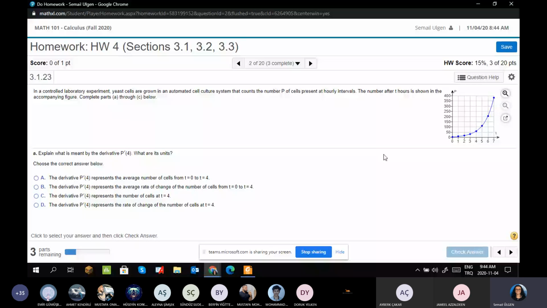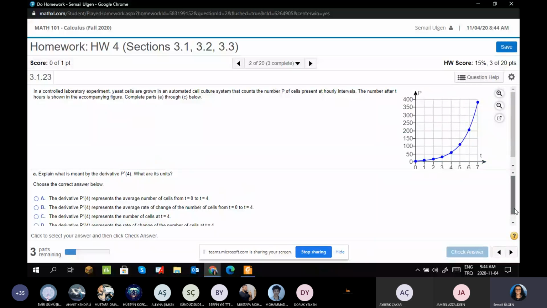Maybe we can make it bigger a little bit. So what do they say? Explain what is meant by the derivative P prime at 4. It is the derivative, right? It is the slope, the rate of change. P prime at 4 is the slope of the tangent line to this curve. It gives you the rate, for example, the change in the yeast in 1 hour, in 1 unit. Delta y over delta x, as delta x goes to 0.